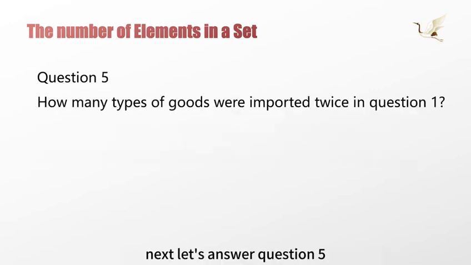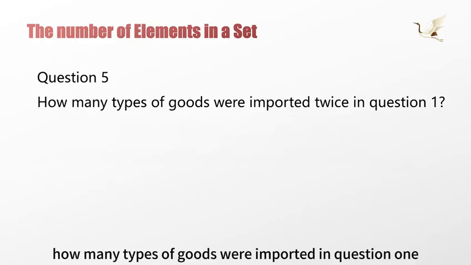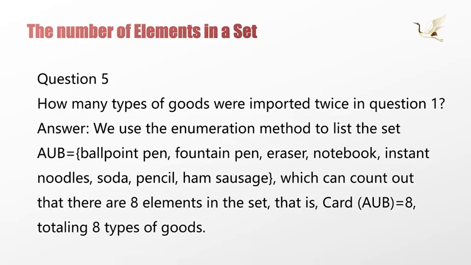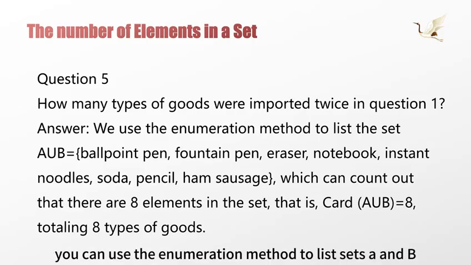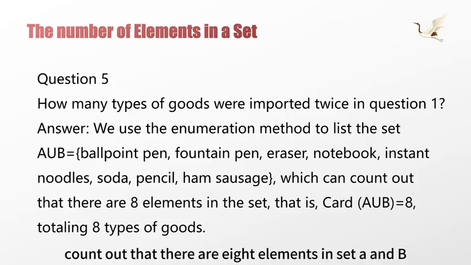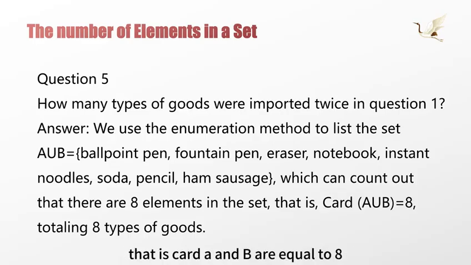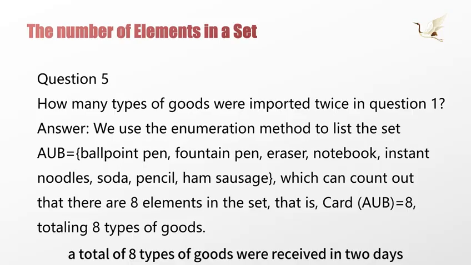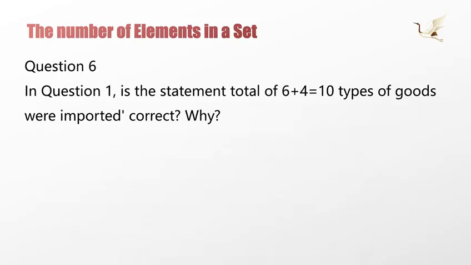Next, let's answer question 5. How many types of goods were imported in question 1? We can use the enumeration method to list sets A and B without repetition or omission. This process should pay attention to the distinctness of elements. Counting out, there are 8 elements in the union of sets A and B, that is, card(A ∪ B) is equal to 8. A total of 8 types of goods were received in 2 days.